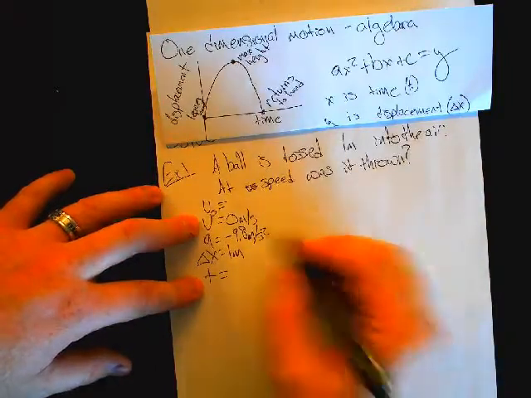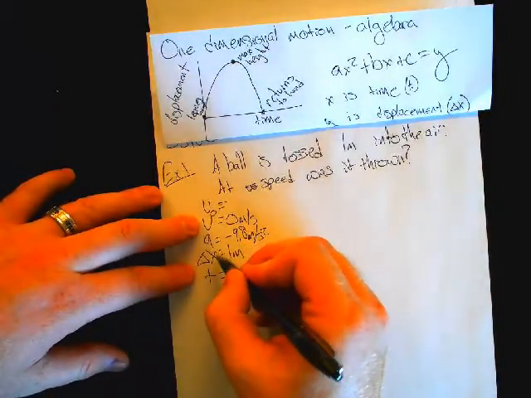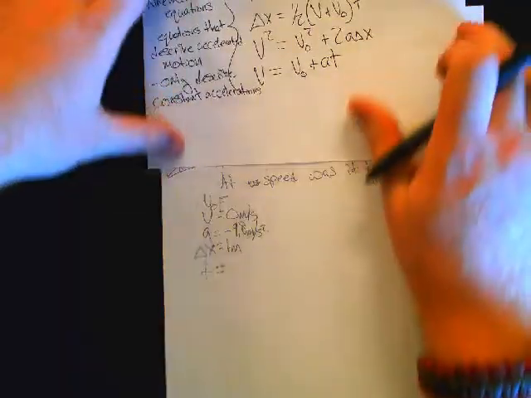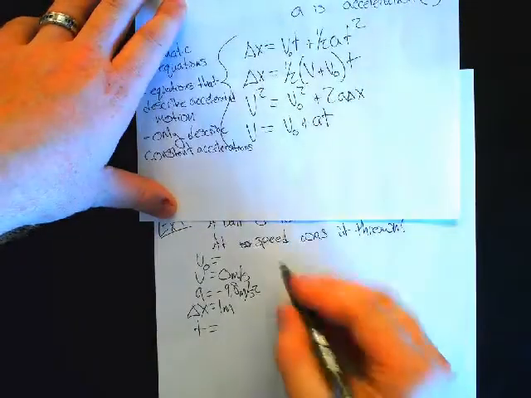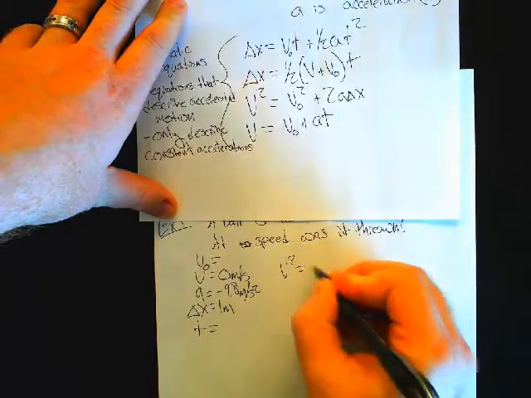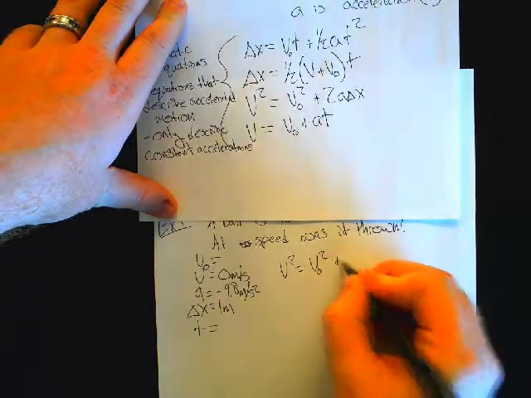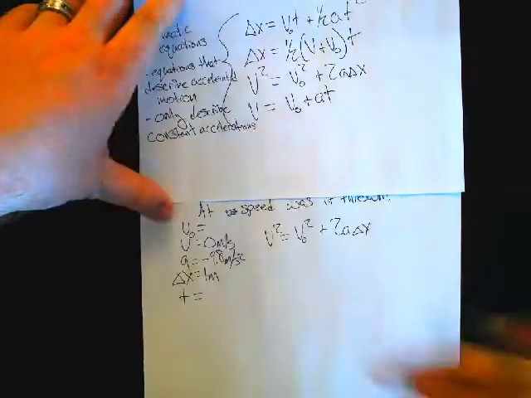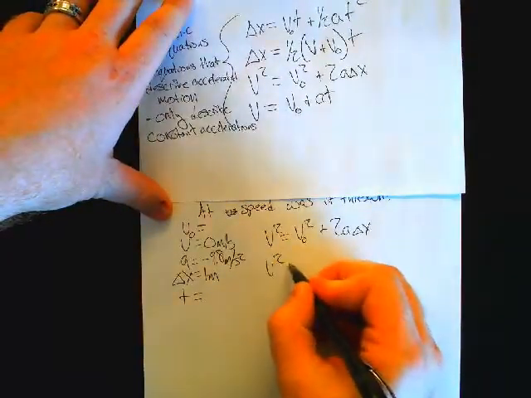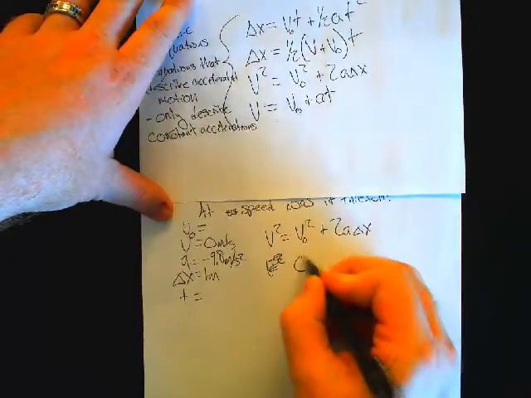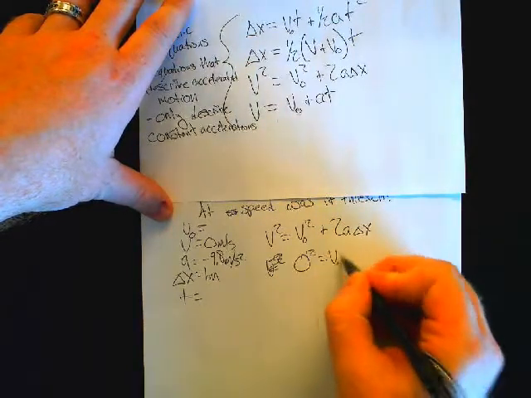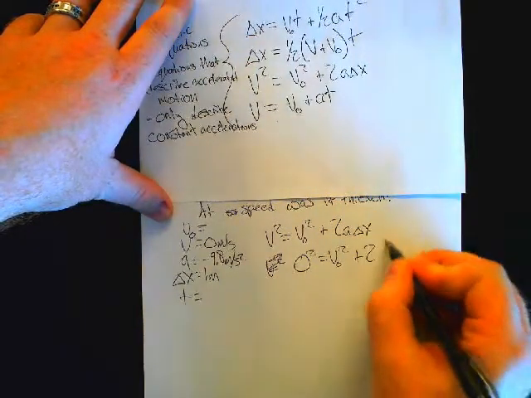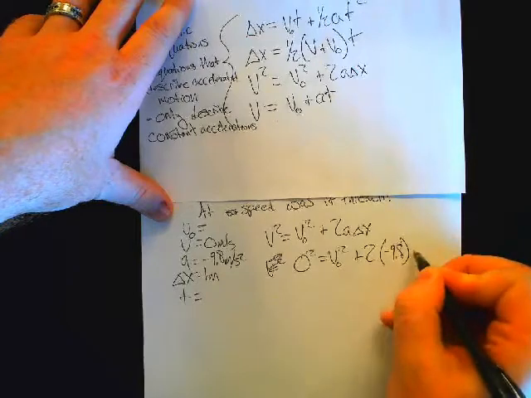Picking an equation, I want something with v, a, delta x, and v naught. That would be v squared equals v naught squared plus 2a delta x. So from here, I'm just going to plug in my values. v squared, 0 squared equals v naught squared plus 2 times negative 9.8 times 1.